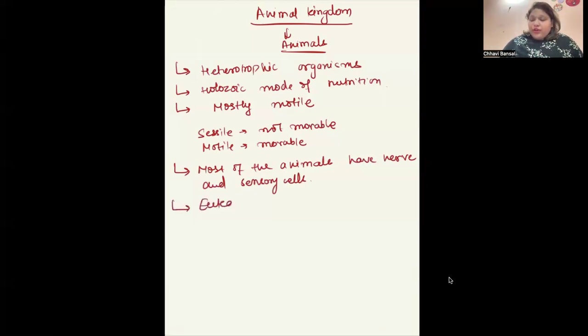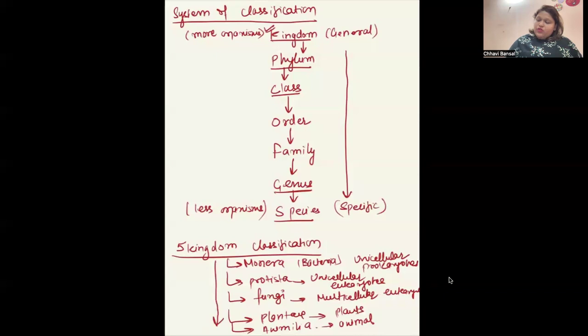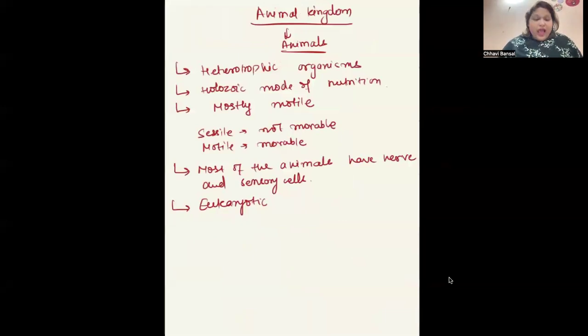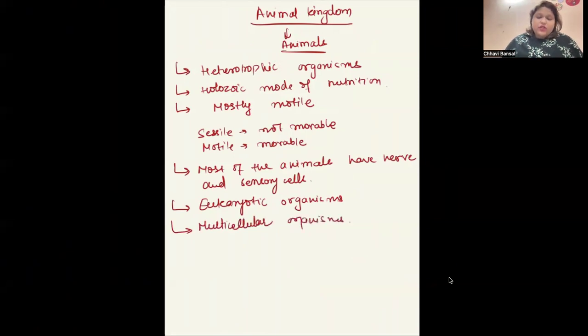They are eukaryotic for sure. Because if you see the five kingdom classification, we are going towards complexity, and animal is the last kingdom, means they are the most complex ones. So they have to be eukaryotic organisms. Next, they are multicellular. So if I put it this way, they are multicellular eukaryotes that have a heterotrophic or holozoic mode of nutrition, mostly motile, having some sensory cells and nerve cells. So this is the basis of classifying an organism as an animal.